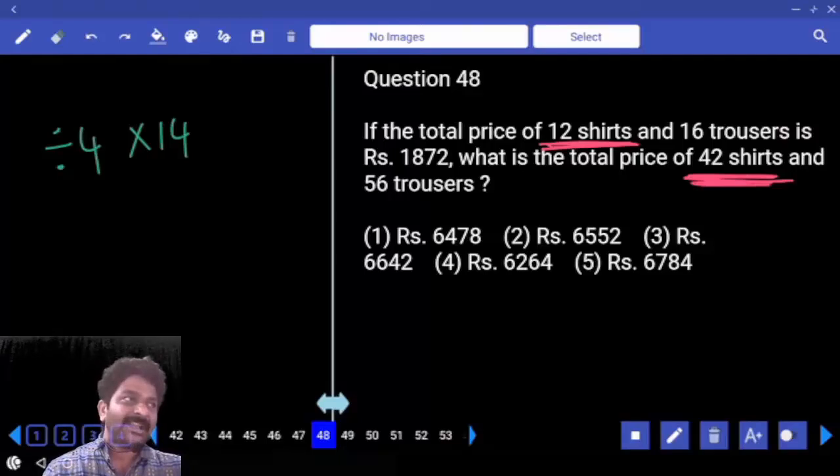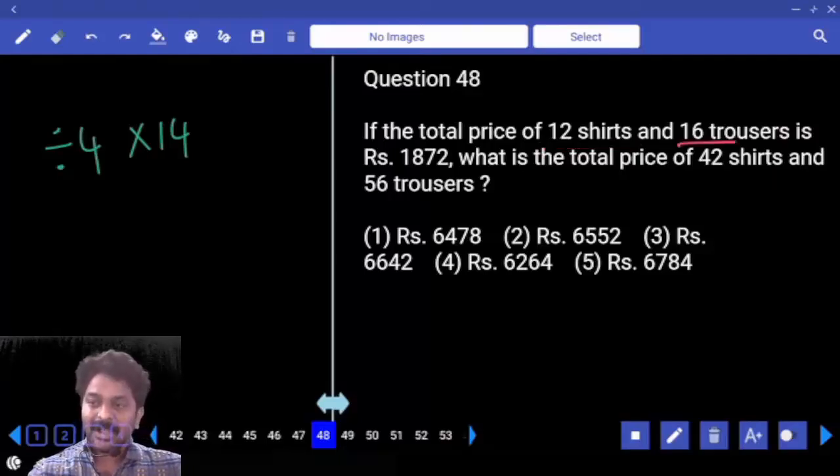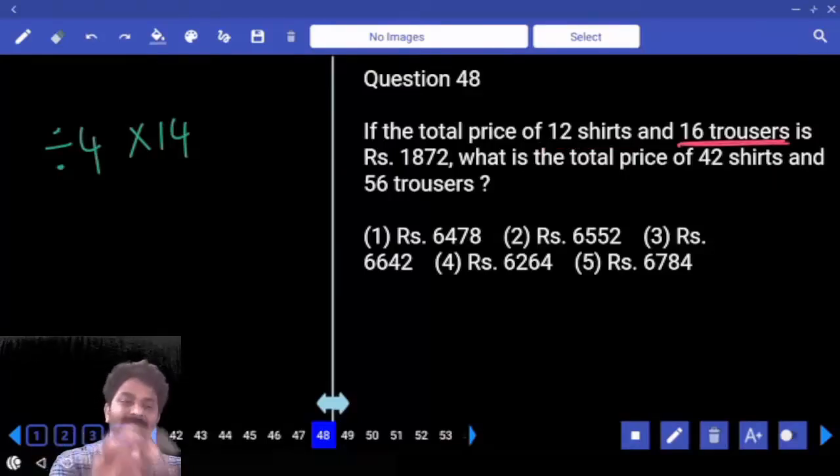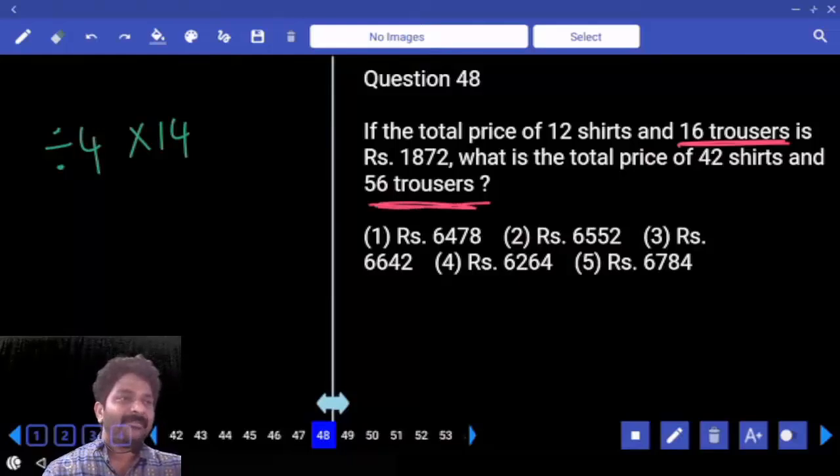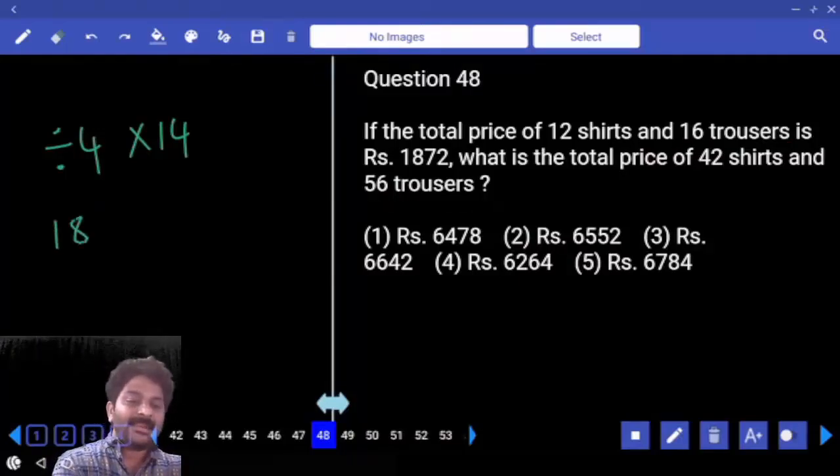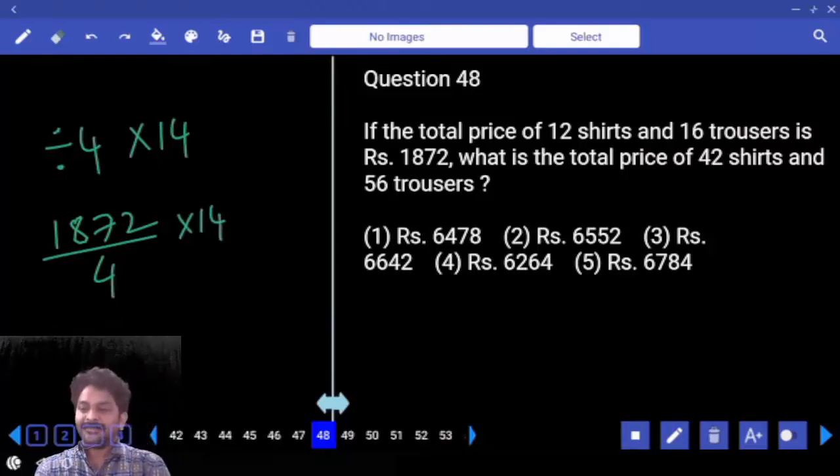Let's see, is this satisfying for trousers also? How many trousers are there? 16 divided by 4, 4 into 14. Same number we have. Then the amount also should follow the same: 1872 divided by 4 into 14. Correct? Okay.